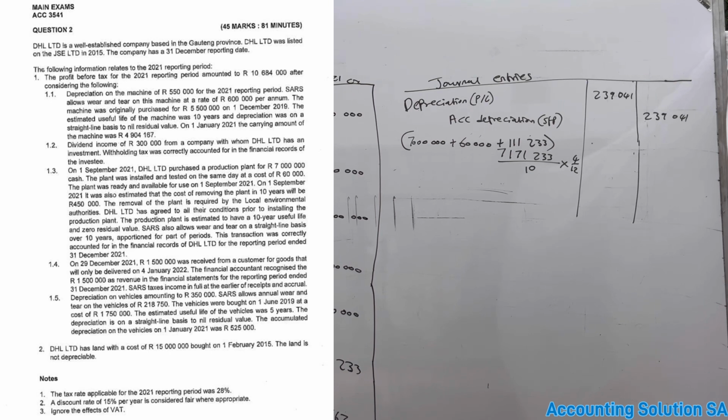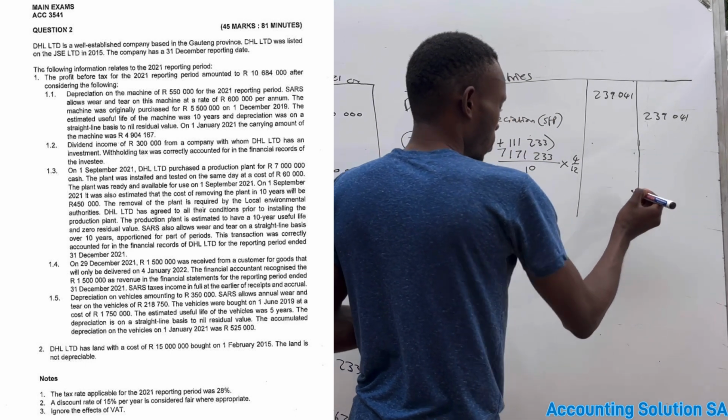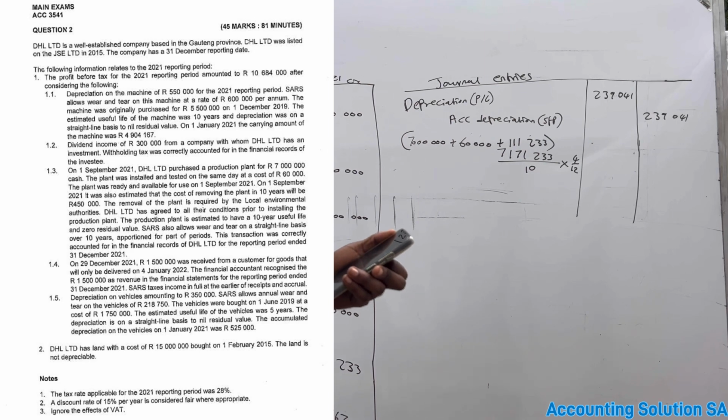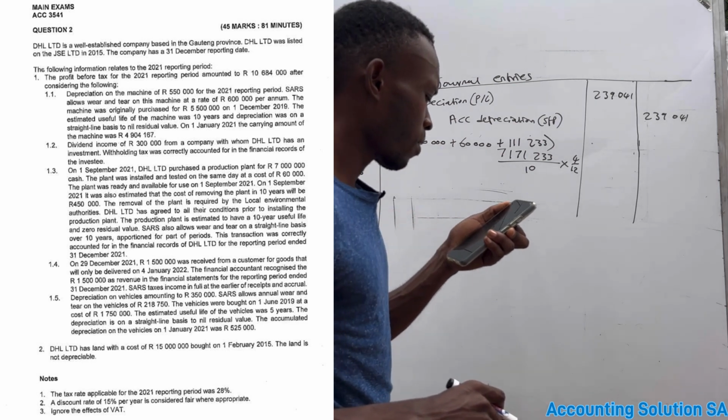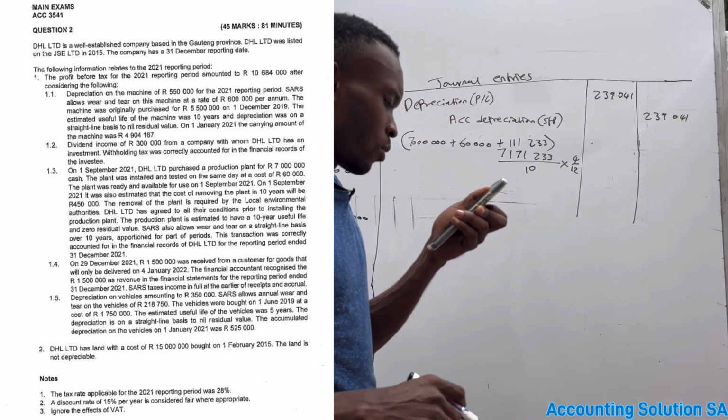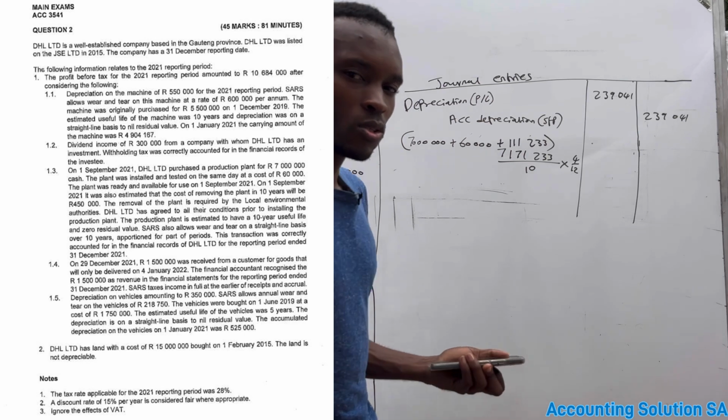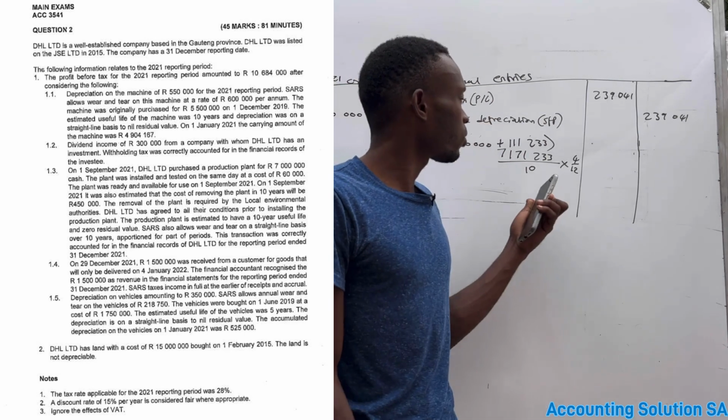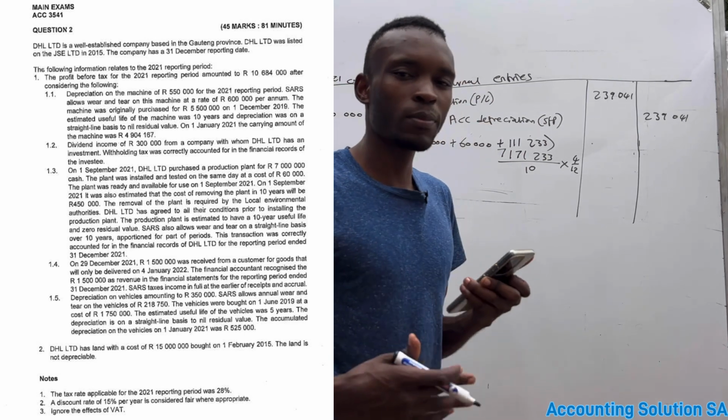Okay, now let's proceed to the next one. No, we are not done, guys. We also have to test what we call the temporary difference. SARS allows wear and tear on a straight-line basis over 10 years. SARS is using 10 years, and in accounting we are also using 10 years. What will be the difference?